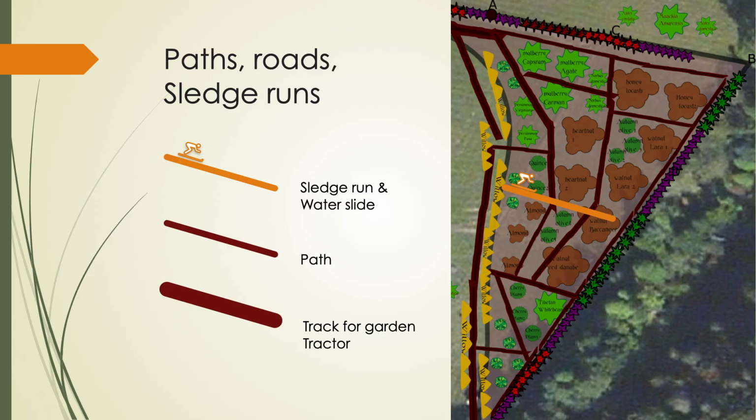And we also have a reasonably wide track that comes down the western side of the forest garden, and that's big enough that we can get our garden tractor down through there so that we can pick some things in the forest garden and load them up into the garden tractor and take that back down to the house.